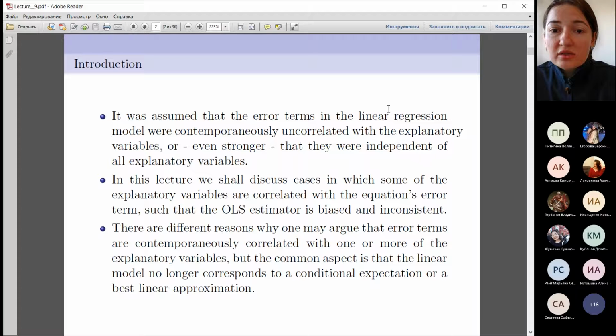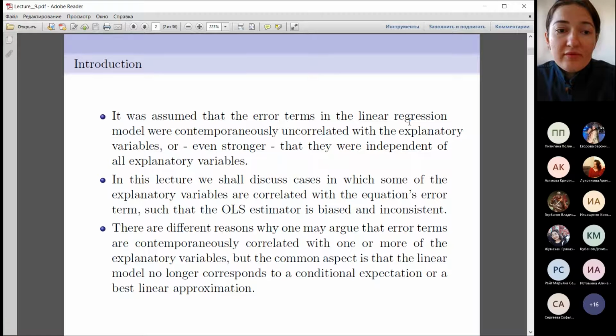But today, let's talk more about the endogeneity problem. What is this? How can we detect this problem? And what the problem really is.